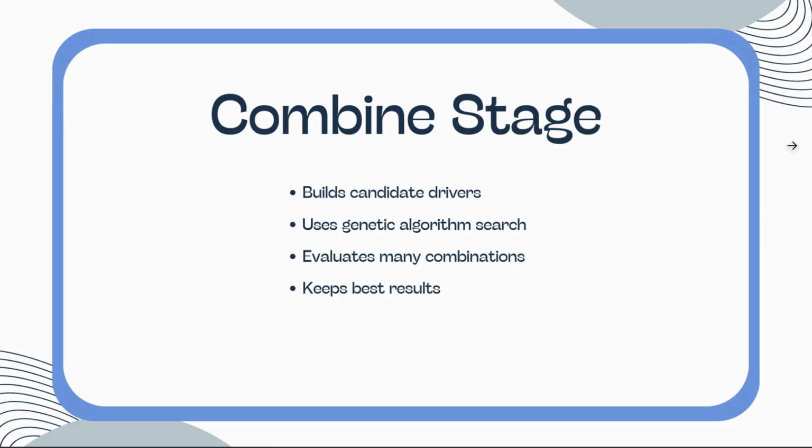To solve this problem, APICraft uses a genetic algorithm to guide the search. A genetic algorithm is inspired by biological evolution. The system starts with many candidate drivers, evaluates how well they perform, and then repeatedly improves them through processes similar to mutation and selection. Over time, the algorithm gradually evolves better and better fuzz drivers. This approach allows APICraft to efficiently explore the huge space of possible API call sequences.